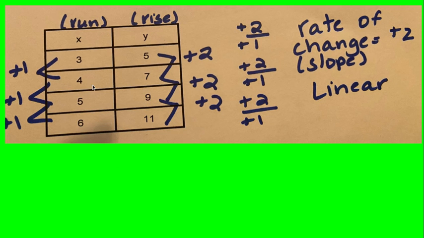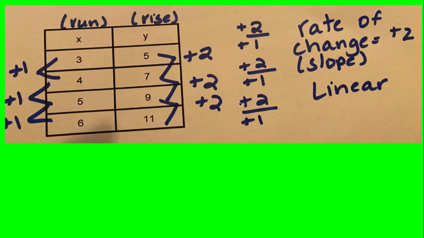And now between the last 2 points, (5, 9) and (6, 11), from 9 to 11, it increased by 2. So that's my rise. That goes in my numerator. And from 5 to 6, it increased by 1. So that goes in my denominator. So now you can see that these are all the same. That means my rate of change is constant, or it doesn't change at all. Therefore, it's going to be a straight line.